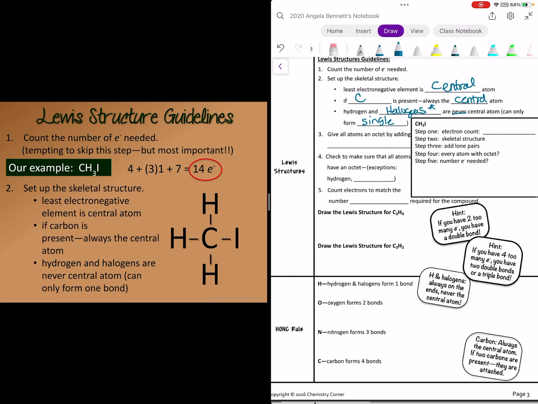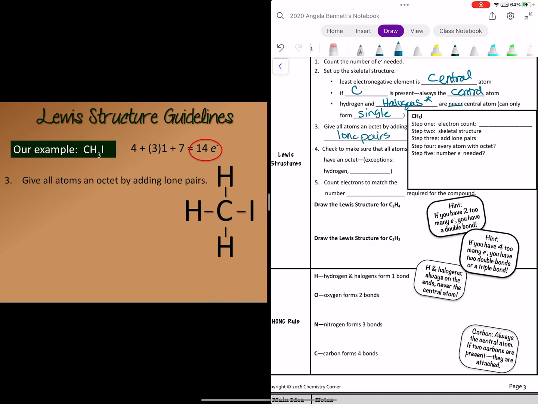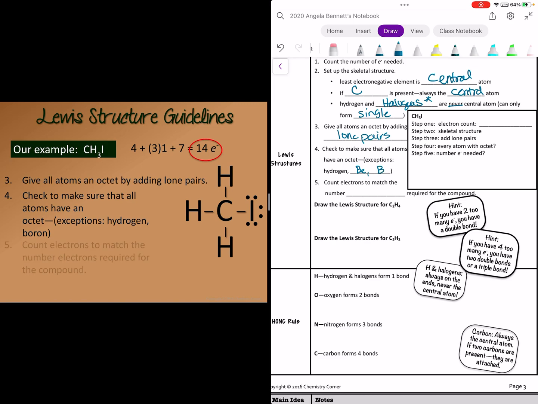So give all atoms an octet by adding lone pairs. Like we did for the iodine. Check to make sure that all atoms have an octet. The exceptions are going to be hydrogen, also beryllium, even though it's not on the slide, and boron. Count electrons to match the number of electrons required for the compound.